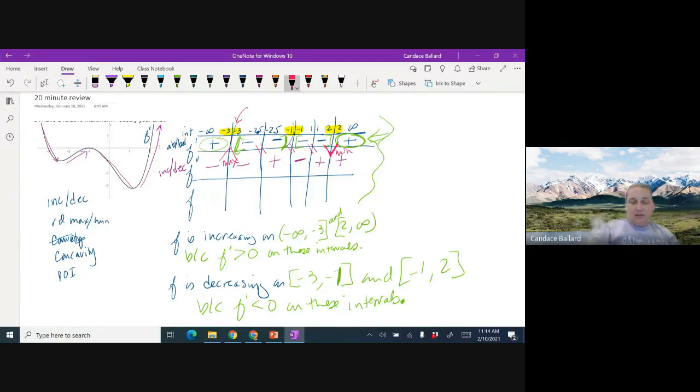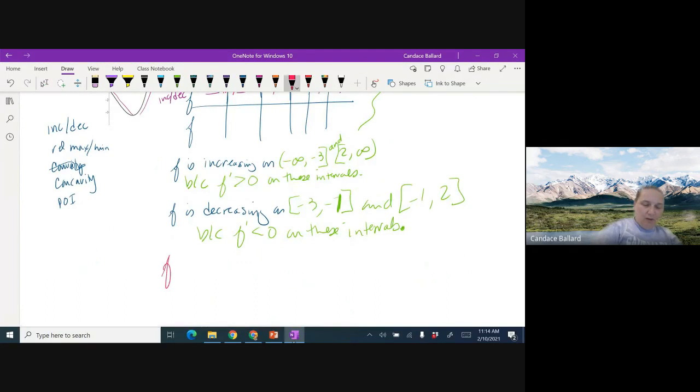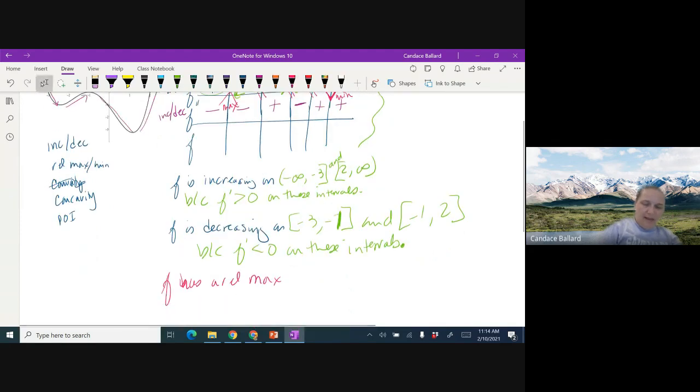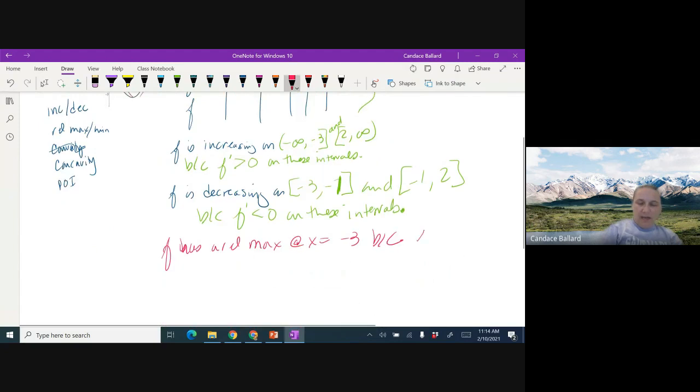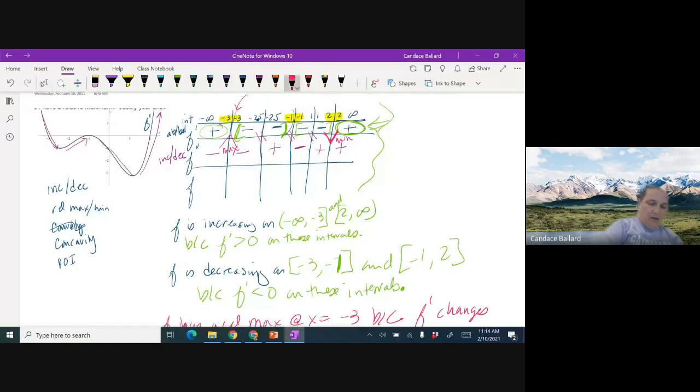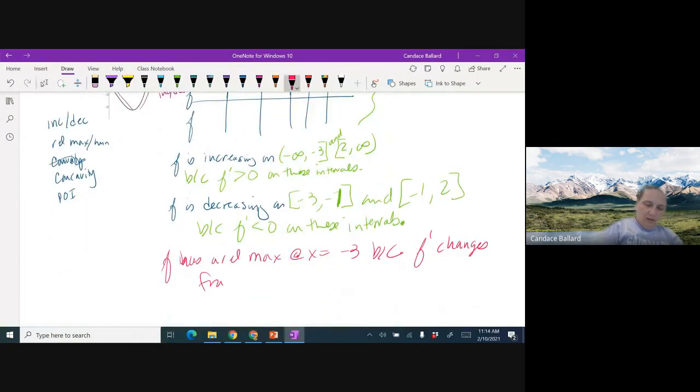All right, so let's write out the sentences for those two. So F has a relative max, I think max was first, right? At x equals -3 because, and you want to talk again about F prime. F prime changes is the word that has to go in there from positive to negative. You read it out of your chart. From positive to negative at this value.